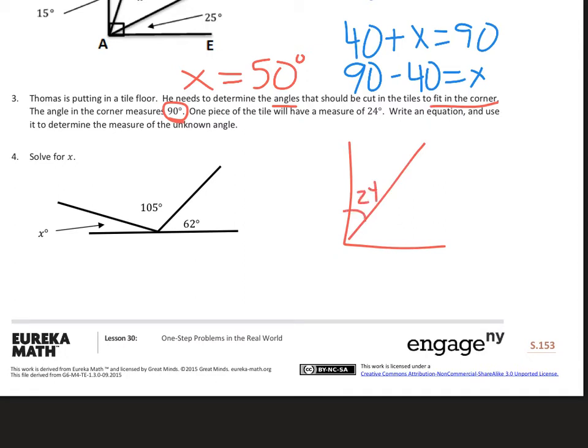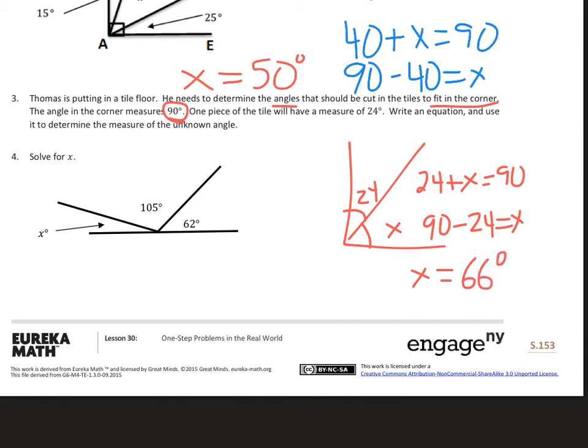And we're going to write an equation to determine the unknown angle, which we'll just call x. So the equation we could write would be that 24 plus x equals 90. And then we could do 90 minus 24 to equal x. And therefore, x equals 66 degrees.